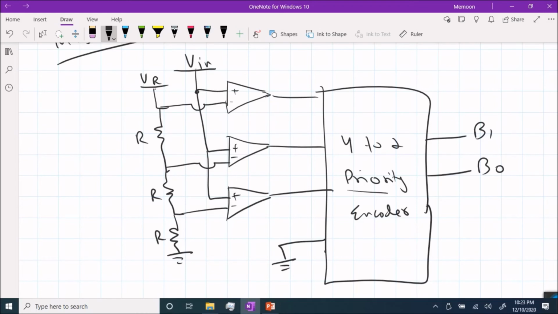But what is a priority encoder? A priority encoder will do the same thing but with priority to the highest bit that is 1. In the case of a regular encoder, only one of the inputs can be 1 at a time. No more than one of these inputs can be 1 at a time. In the case of a priority encoder, more than one input can be 1 at a time.